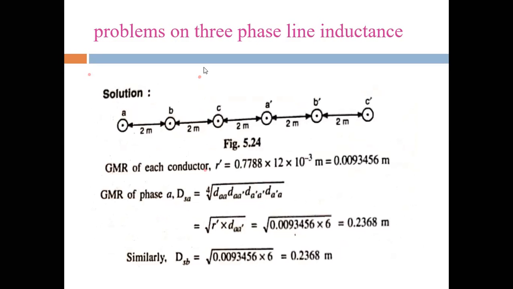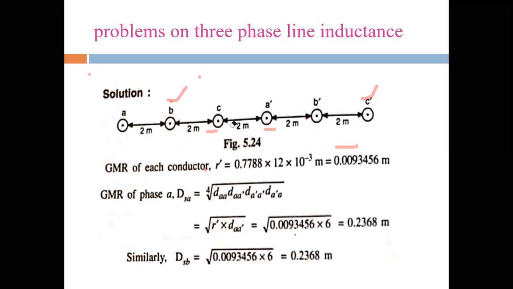B to C dash: what is the distance? That is 2 plus 2 plus 2 plus 2. 2 plus 2 is 4, 4 plus 2 is 6, 6 plus 2 is 8 meters. The distance between B to C dash is 8 meters.